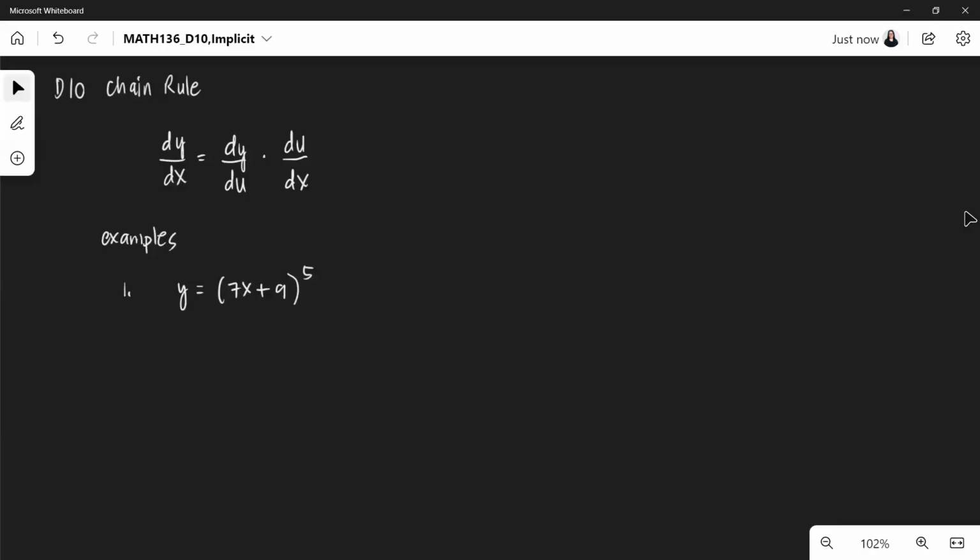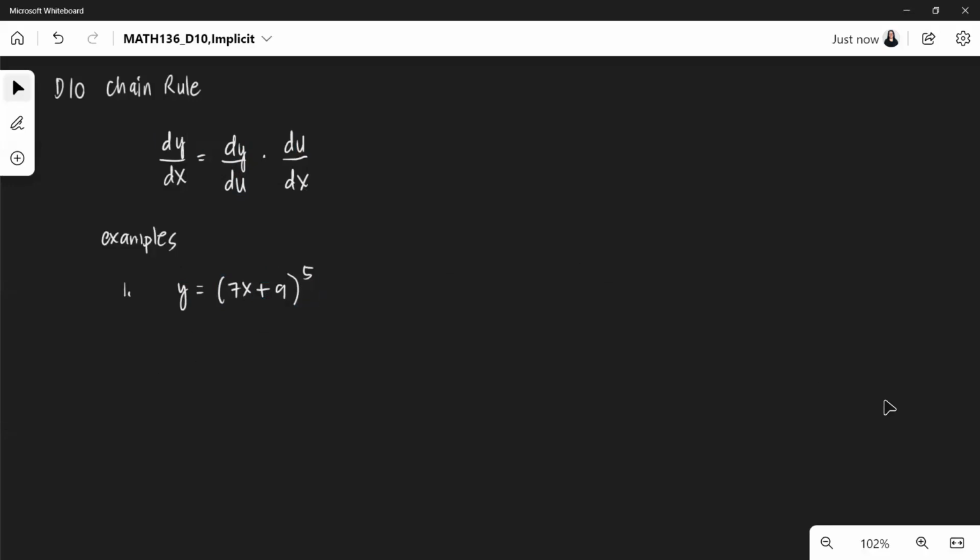So this is another differentiation rule. It's called the chain rule. So we can get the derivative of y with respect to x by multiplying the derivative of y with respect to a new variable u. So we'll introduce a new variable here and then multiply it with the derivative of the new variable u with respect to x. So if we have this given function, we can replace 7x plus 9 with the new variable.